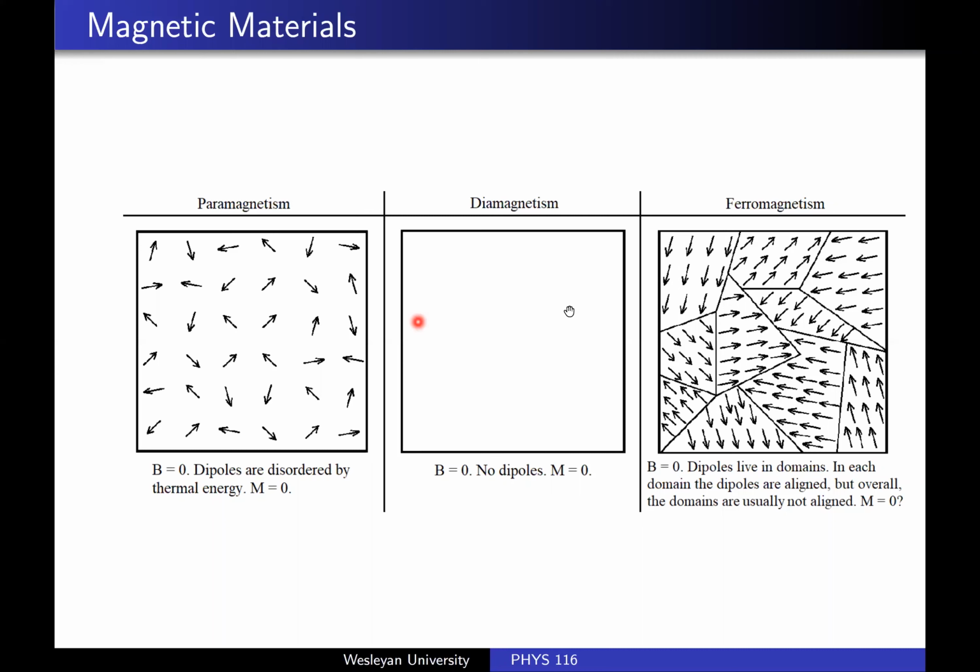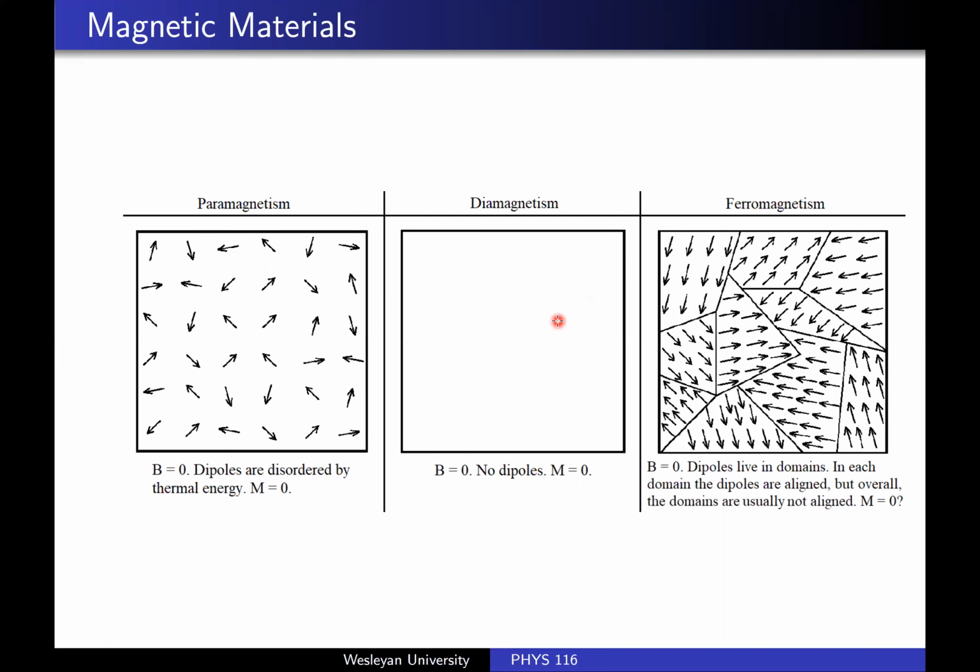In diamagnetic materials, when there is no external B field, the individual molecules have no dipole moment. They are just perfectly neutral magnetically, and they are not polarized. So there's no dipole moment on the molecular level, and so no magnetization overall.